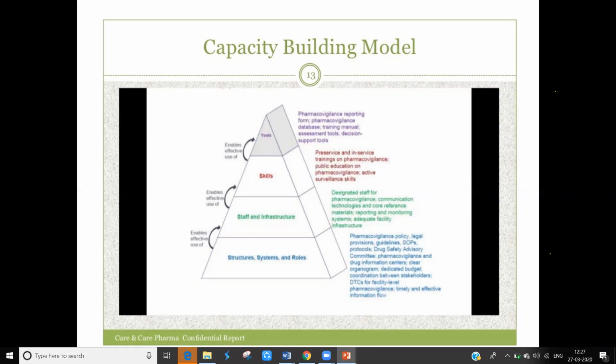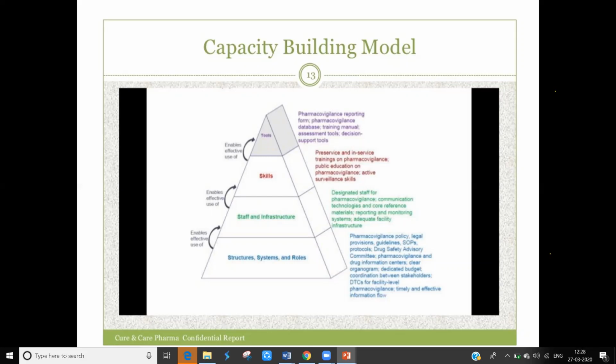And lastly, you can see the tip. At the tip are the tools, which are the systems usually used, like the pharmacovigilance reporting form. There is a form which you use to collect the report. That's the tool. To fill in this tool you should have skills, and the staff and infrastructure are who has to do it. Also databases, training manuals, assessment tools and decision support tools should be there.